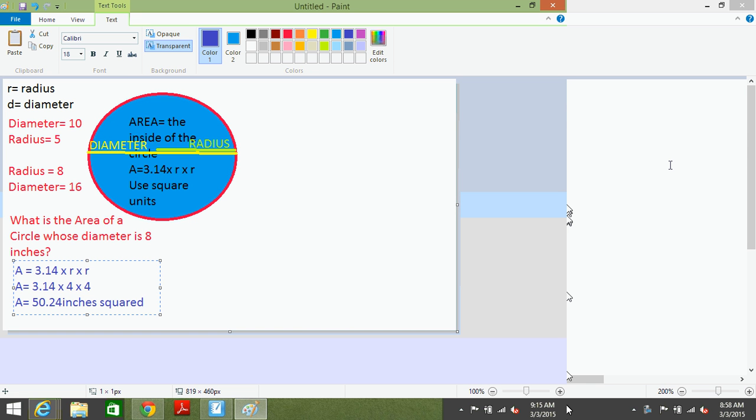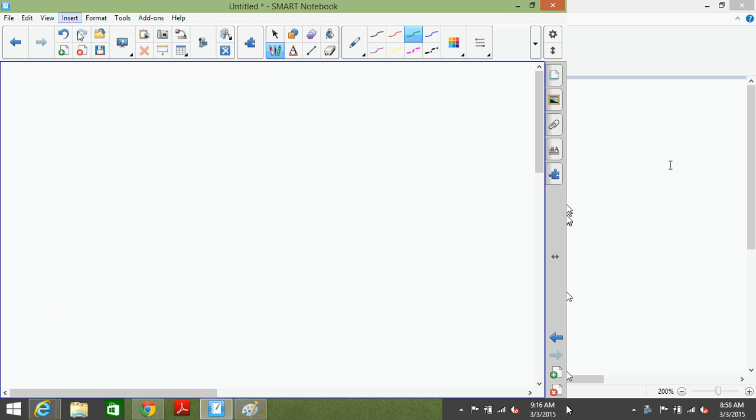Okay, how are we doing? We okay there? Okay, go to the back of your formula sheet. Flip over on the back of your formula sheet.